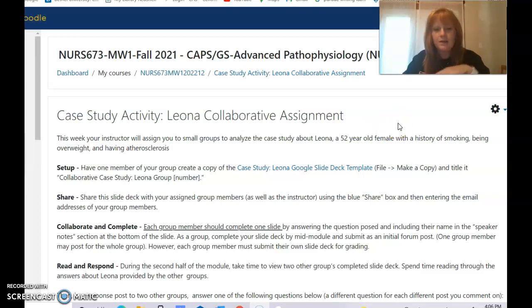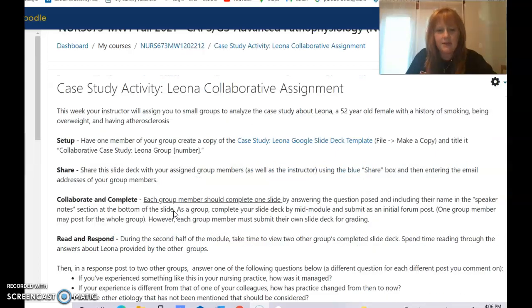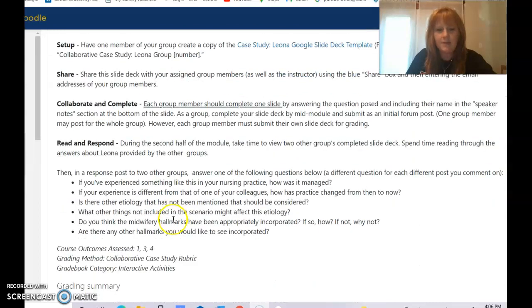To explain this to you, they provide a slide deck for you right here. You can click into that. The slides are already made with the questions. Our groups are divided by letters this time, so you can put your group letter here. You're going to share this slide deck with your group members as well as myself in the share box. That way everybody will have a copy.